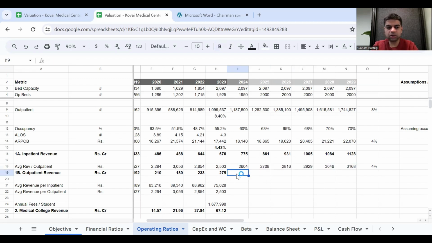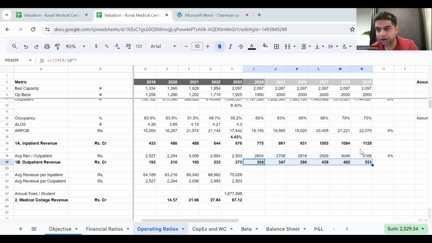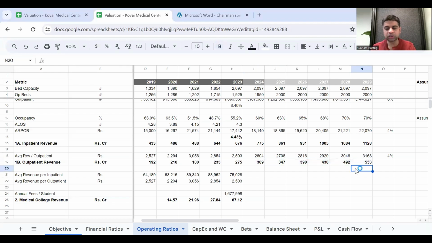Now we have the ingredients needed to calculate outpatient revenue. It is per patient revenue times the number of outpatients, and we have to convert it into crore. So now we have modeled the outpatient revenue as well. Now we have taken a few assumptions, so how do we test that our assumptions are reasonable?